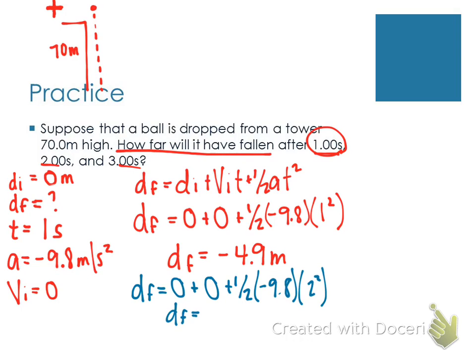So after 2 seconds, it's fallen a distance of how many meters? Negative 19.6. So at 2 seconds, it's fallen almost 20 meters below where it started. 19.6. Okay, and our last time is going to be 3 seconds.